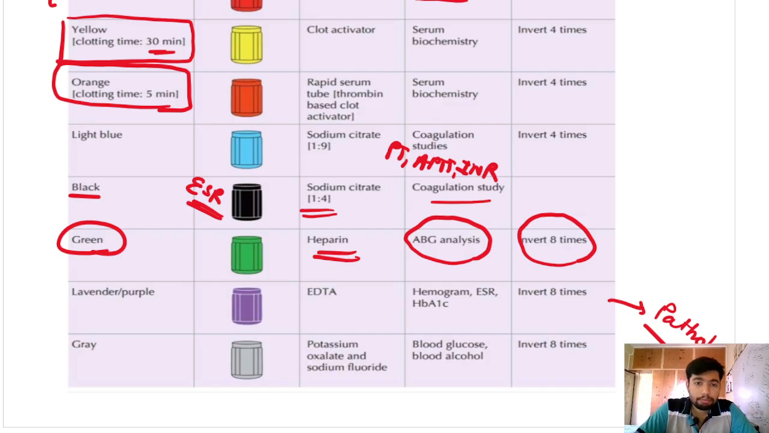So whenever I want to measure glucose, I want to measure it in the correct amount. Whenever the glycolysis process is happening, the glucose is going to be lysed. Glucose is metabolized. I want to stop that particular metabolism because I want to measure the exact amount of glucose. So in blood glucose measurement, I will take a gray vacuum.